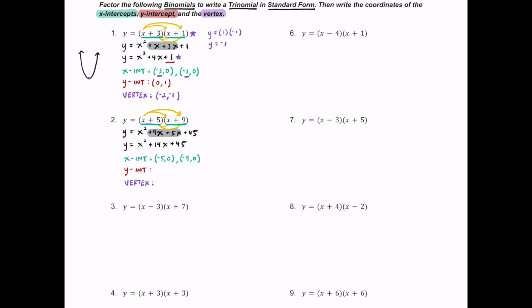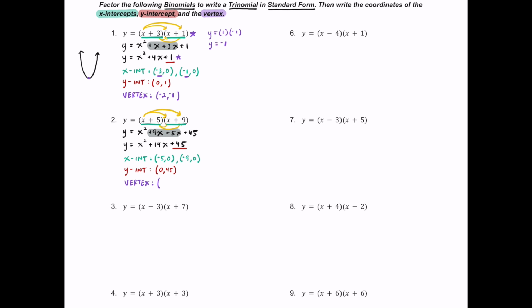So factored form is good for that. Because we went ahead and found the standard form of the trinomial, we actually know that this parabola is going to cross the y-axis at (0, 45). Again, if x was 0, then the whole right side cancels out except for the 45.